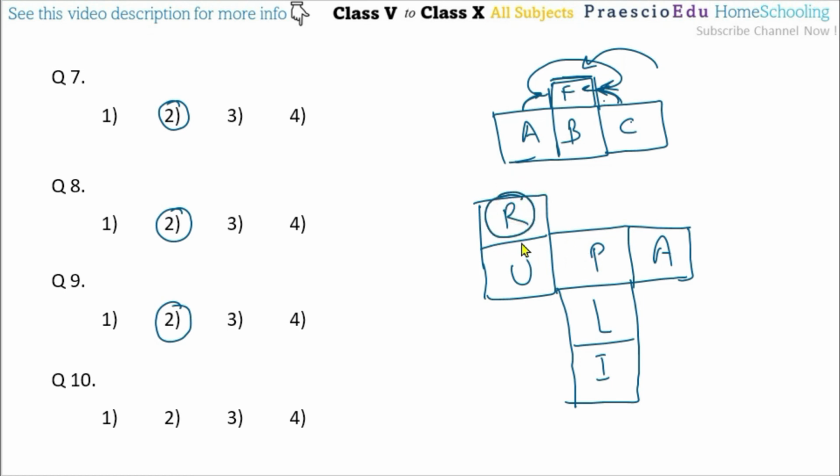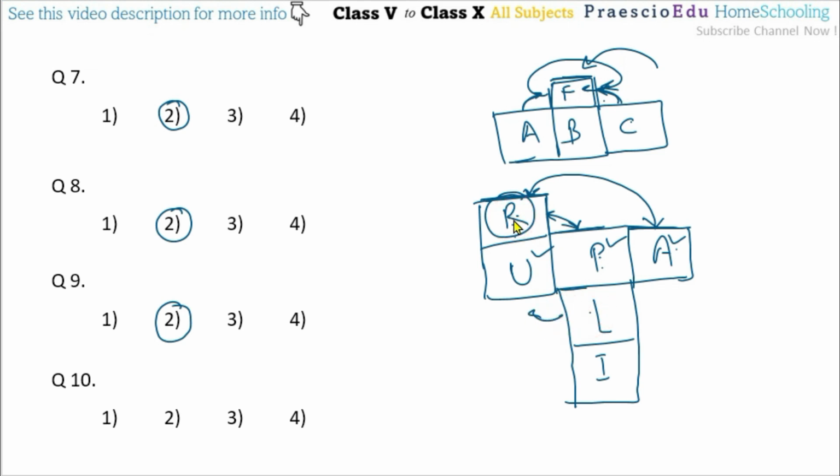So R is here, and R has U adjacent. After folding, this P edge and this one will meet each other. So R also has P adjacent. After this, the R surface edge and this A surface edge also meet each other, so A is also adjacent to R. Now U, P and A are all adjacent. Then after this, P comes here, and opposite of this, L should be there, at the bottom side.